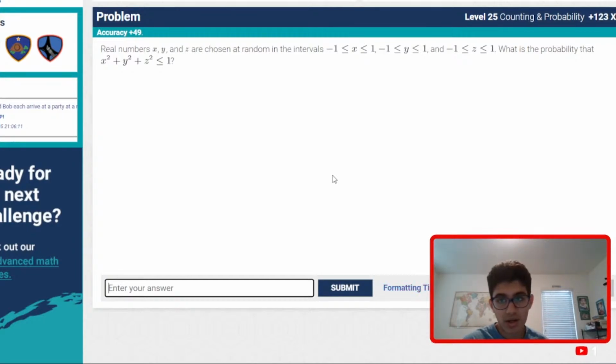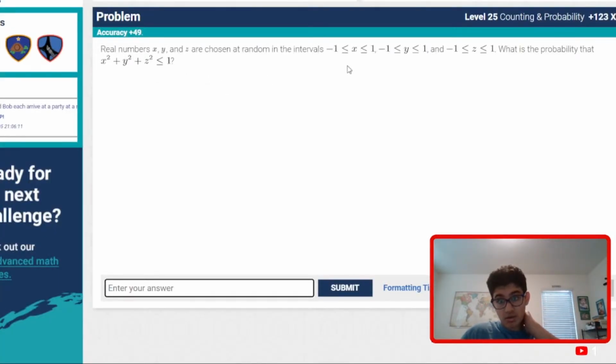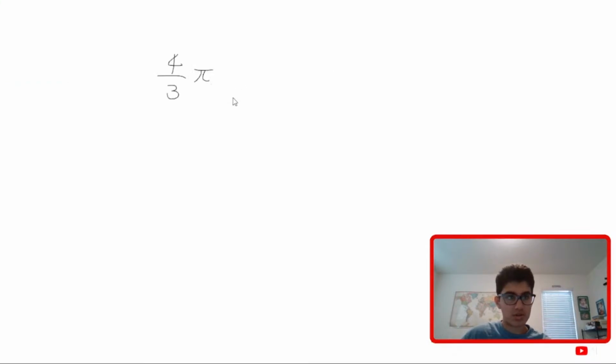So from negative 1 to 1. What is the probability that x squared plus y squared plus z squared is less than or equal to 1? So it's like a sphere with radius 1 out of a cube with side length 2. The volume of a sphere is 4 thirds pi. No, never mind. Yeah, it's out of 8 then because the lengths are all 2. So it's 4 thirds pi out of 2 cubed, which just becomes pi over 6.